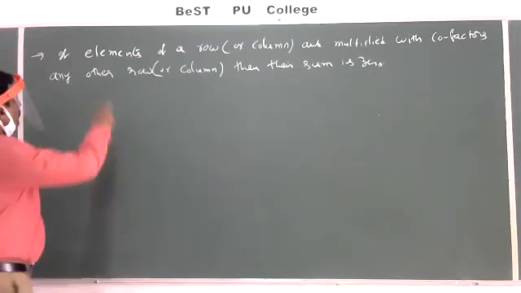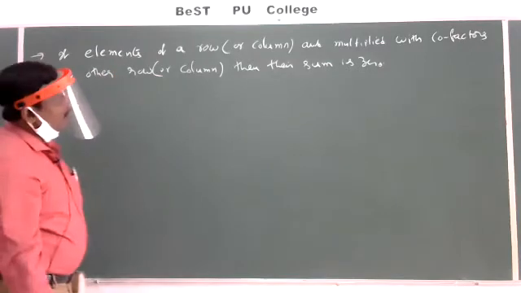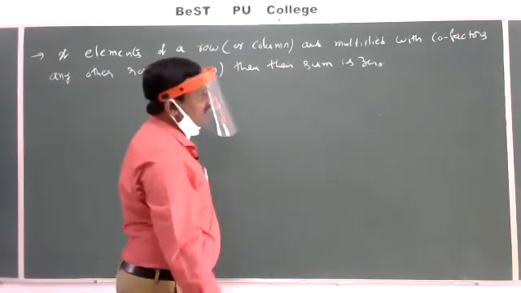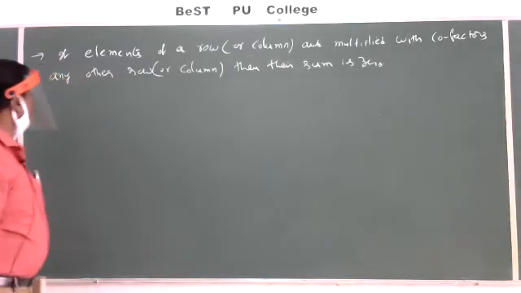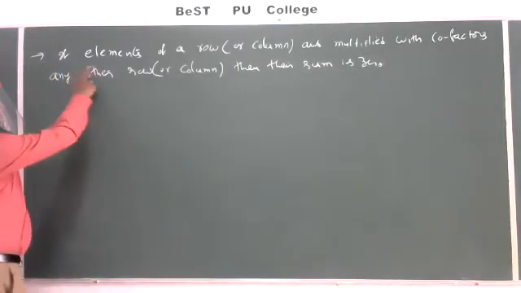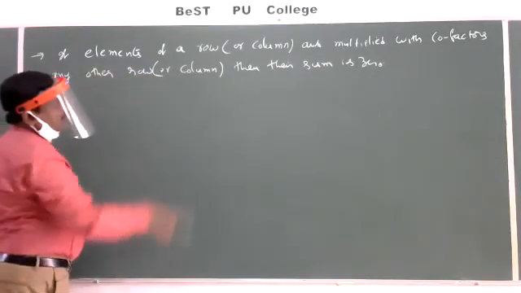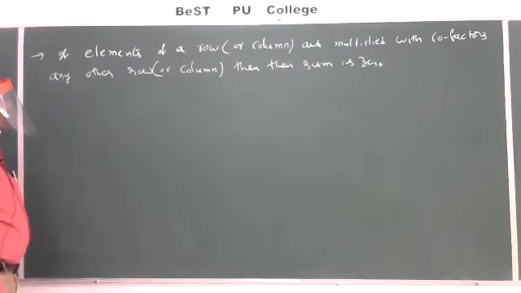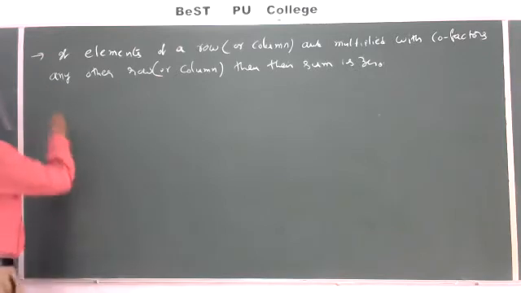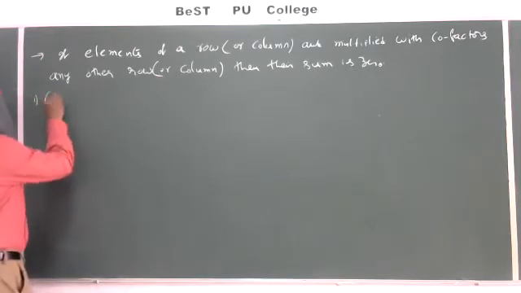The next point is, if the elements of any row are multiplied with the cofactors of any other row, then their sum is 0. That means we will take one example.